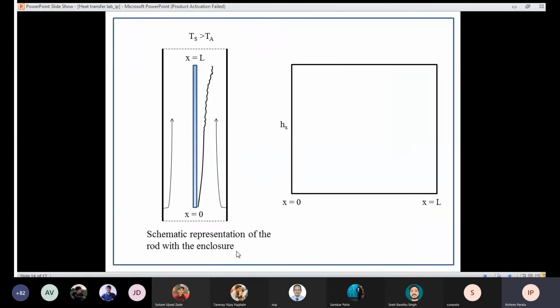This is a schematic representation of the rod within the enclosure. This is the enclosure, and this is the rod. Some air current is flowing to the top, as the temperature of this surface is Ts and the surrounding air temperature is Ta, and Ts is more than Ta, right? Let's say X goes from 0 to L, and airflow in the vicinity of the rod is hot, so there exists a thermal boundary layer, this one. I couldn't draw it that properly, but it will help you understand the concept.